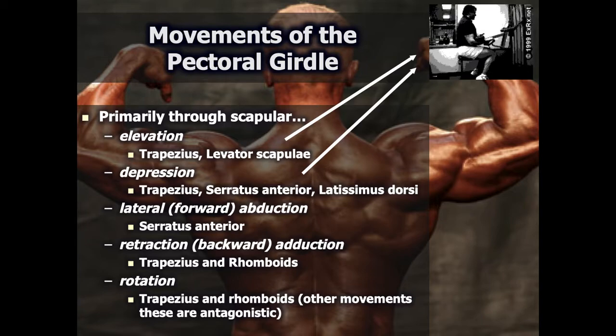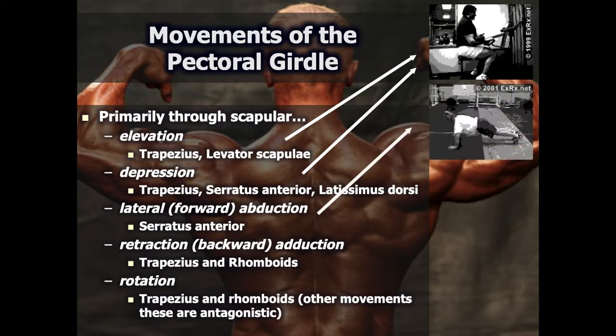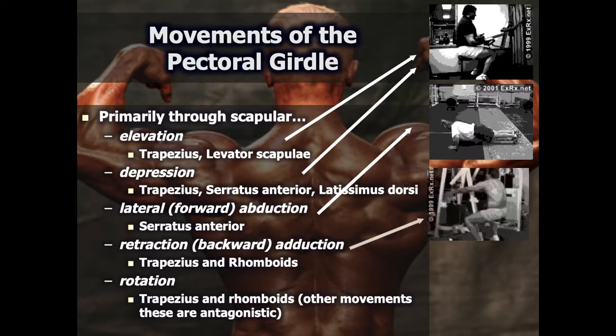Okay, so they're going to be pulling down to make your scapula go down. Okay? Then we have lateral or forward abduction. Like that motion. You're pushing forward. This is also called protraction. So you're protracting, you're going forward. That's done primarily through your serratus anterior, so it's in the front, so it pulls your scapula forward. And then retraction, going backwards, is done by the big muscles in the back, your trapezius and your rhomboids.